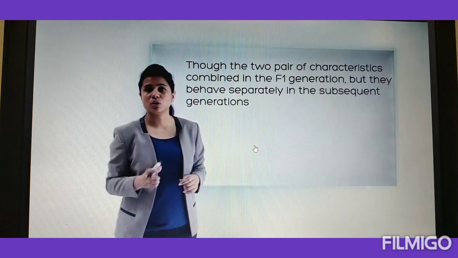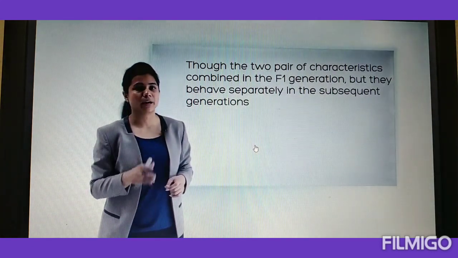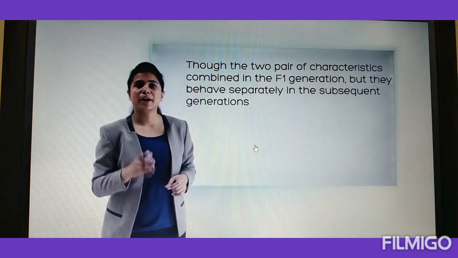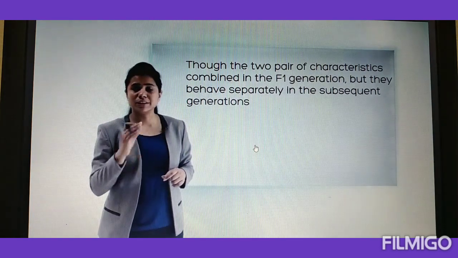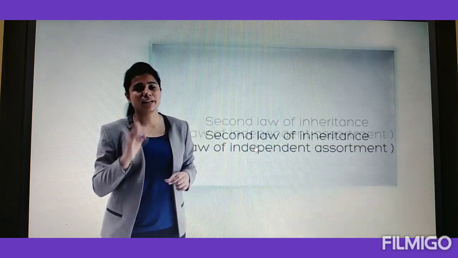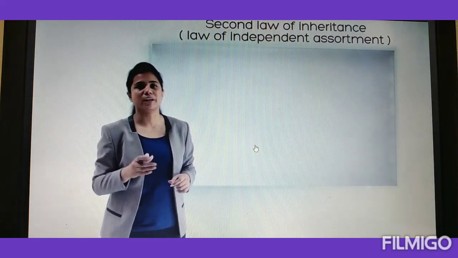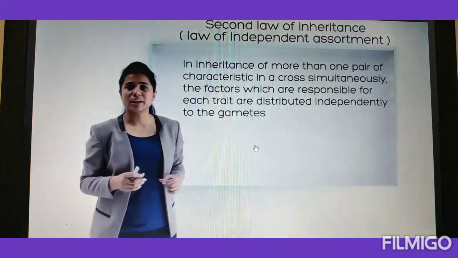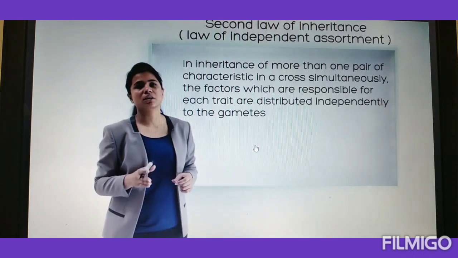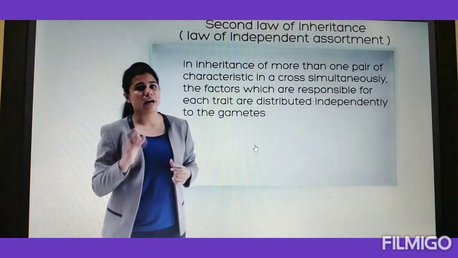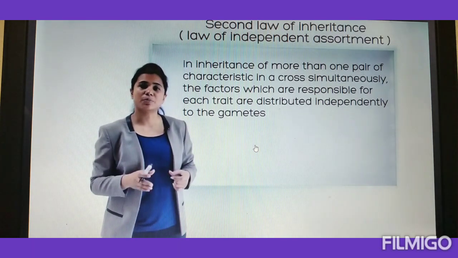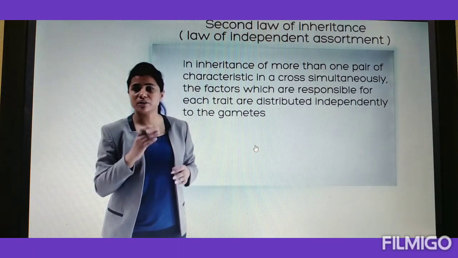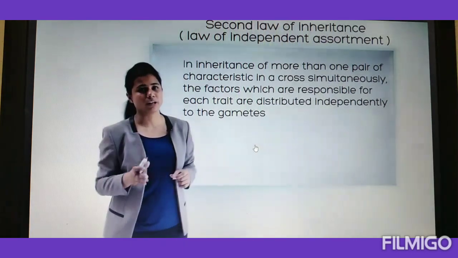On the basis of this observation, Mendel concluded that though the two pairs of characteristics combine in the F1 generation, they behave separately in the subsequent generation. With this, Mendel formulated the second law of inheritance, which was the law of independent assortment. It stated that when more than one pair of characteristics is inherited simultaneously in a cross, the factors responsible for each trait are distributed independently to the gametes.